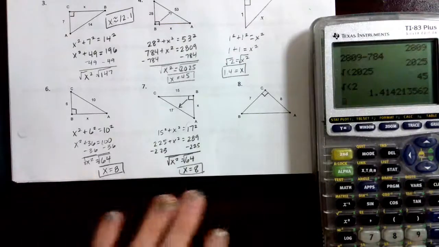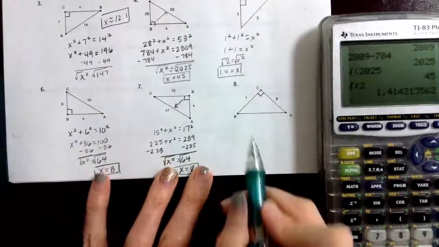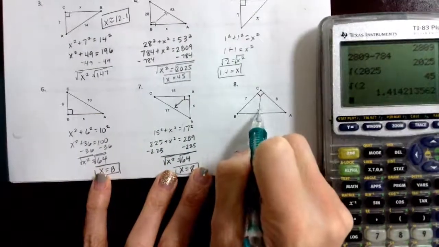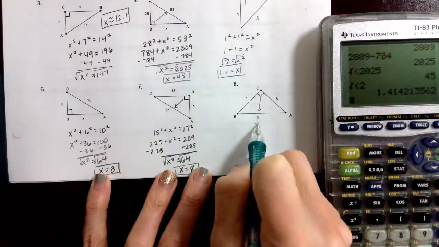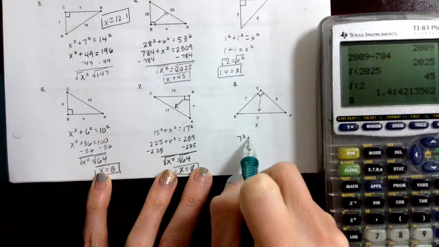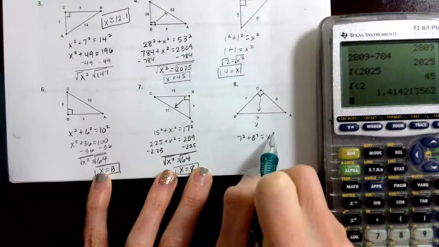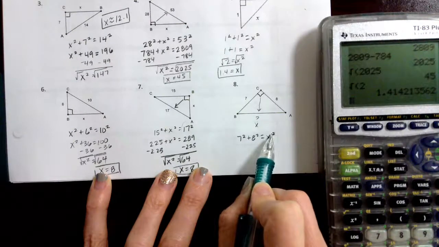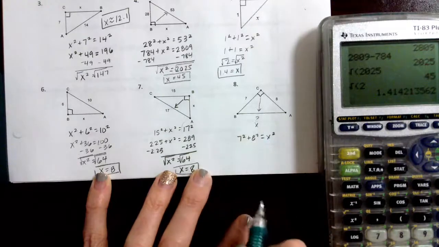Okay, last one on here tells me to find the unknown side length. If I go across from here, there's nothing there. I'm just going to put an x there. That's what we're going to try and find. Okay, so here I'm going to go 7 squared plus 8 squared is equal to x squared. Why is x at the end? It's because it is the hypotenuse of this triangle.